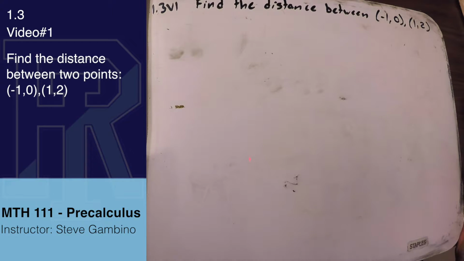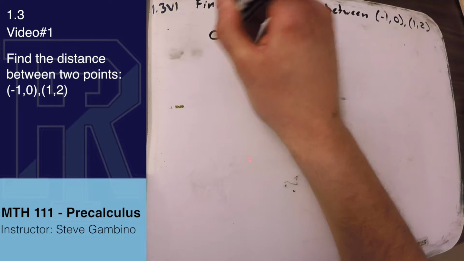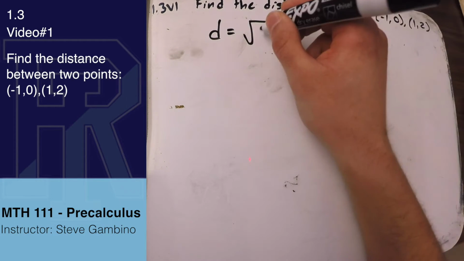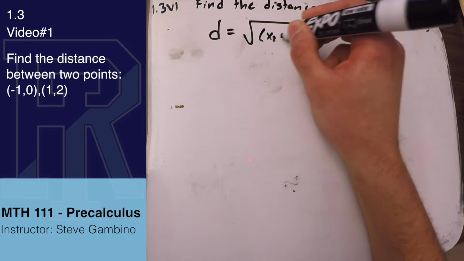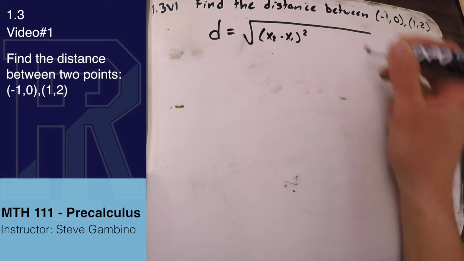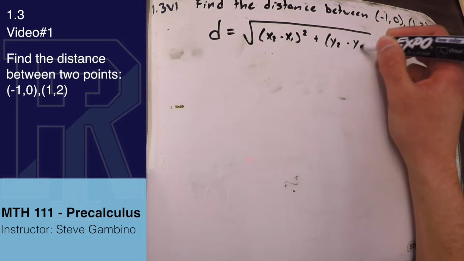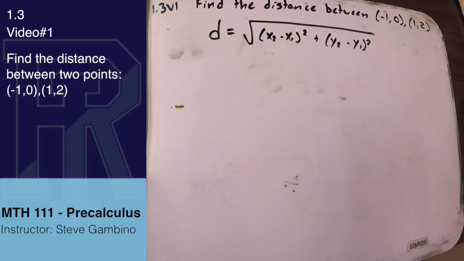So we can find the distance between any 2 points on the Cartesian coordinate system using the distance formula, right, which we know from class is d for distance is equal to the square root of x2 minus x1 squared plus y2 minus y1 squared. Right, and to solve this, all we really have to do is fill in this information.